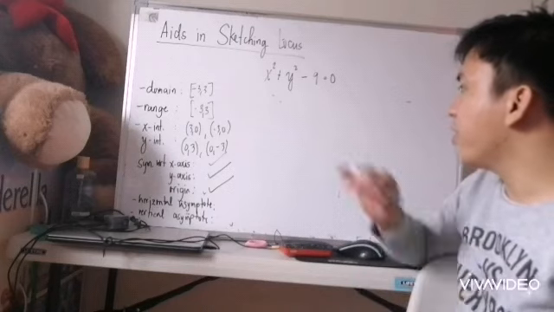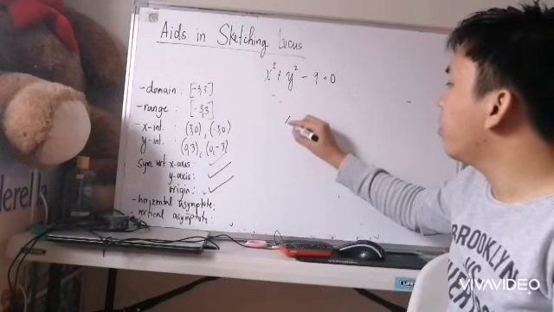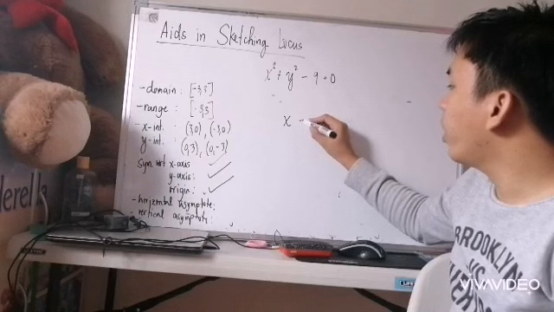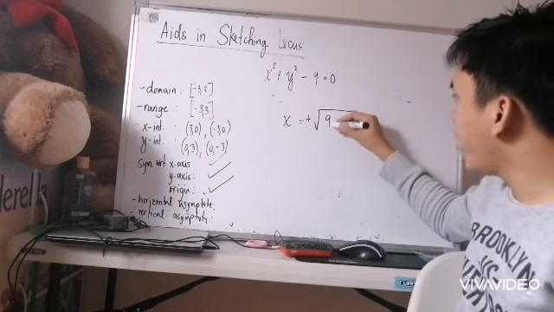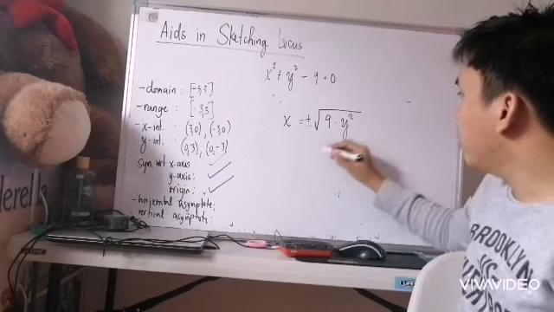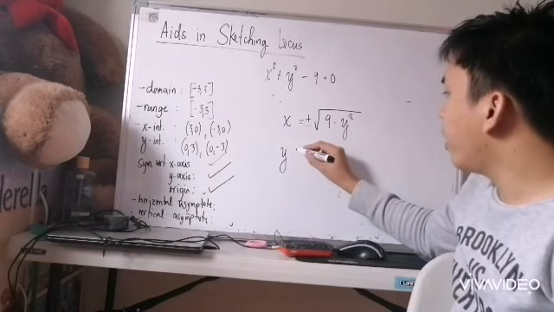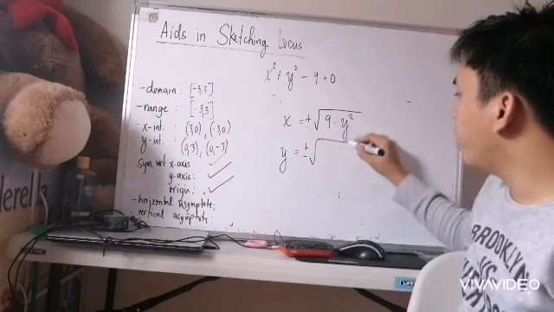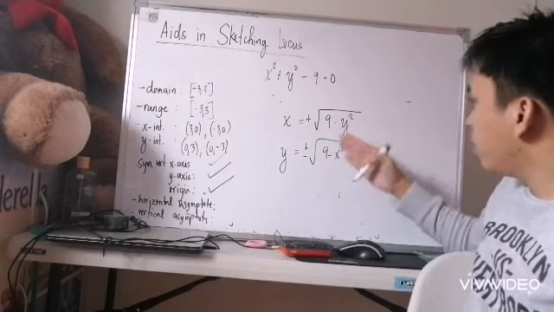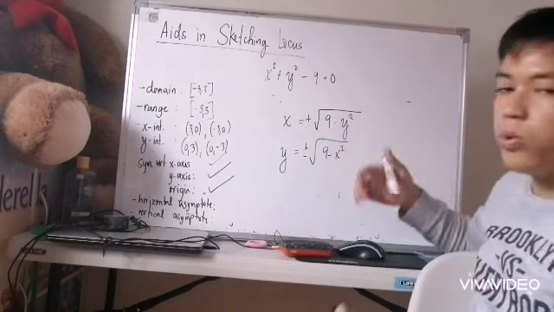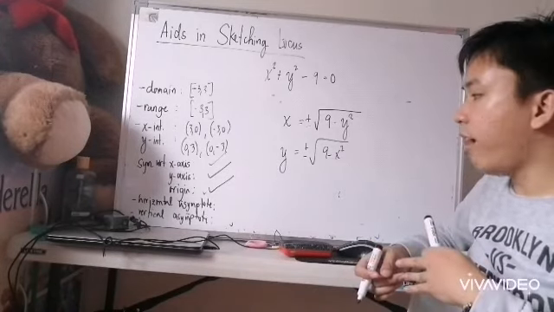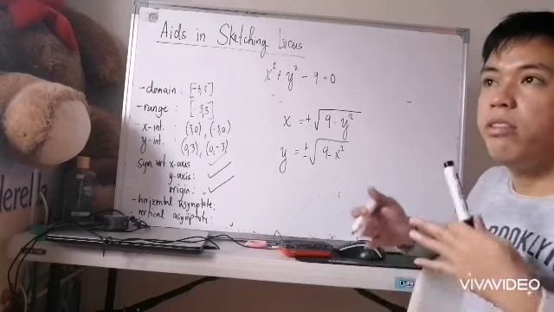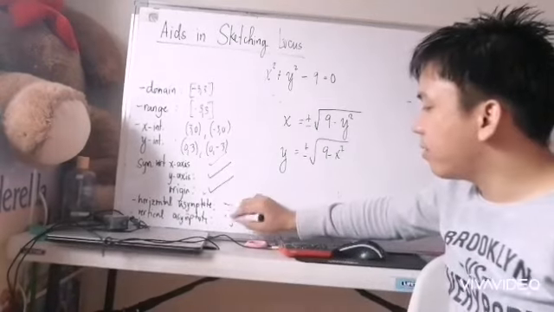So let's check for the asymptotes. Solving for x in terms of y, we have plus or minus square root of 9 minus y squared. And if we solve for y in terms of x, we have plus or minus square root of 9 minus x squared. Both of these equations don't have a denominator, and so we don't have vertical and horizontal asymptotes.